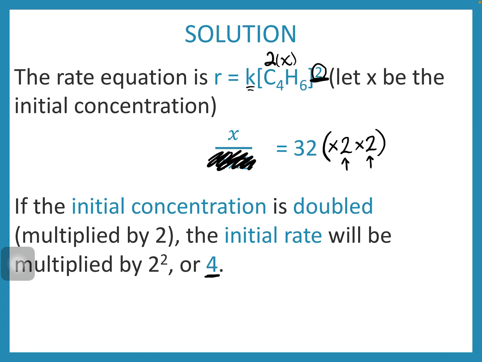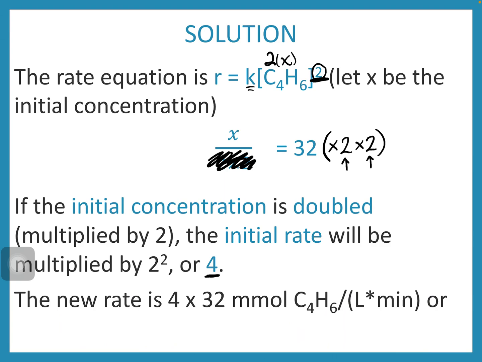So we had 32 millimoles per liter per minute. And so when we multiply that, we are going to get 128 millimoles, or 0.128, or once we put in our sig digs, 0.13 moles per liter per minute. So remember that we had millimoles here, and so we're ending with moles per liter per minute. So we had a second order reaction, doubled our concentration, so that meant 2 squared, which is 4, so we're quadrupling the rate of reaction here.